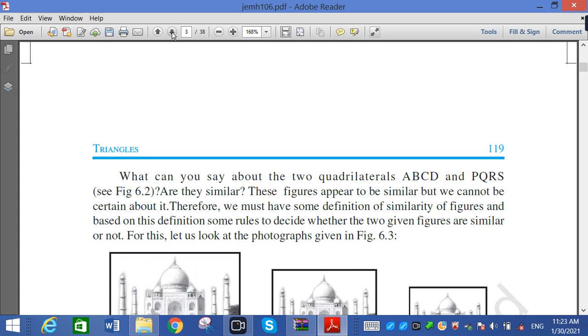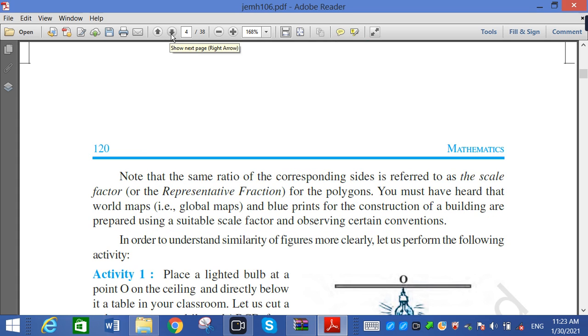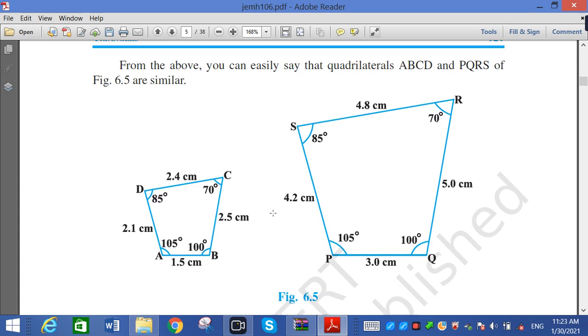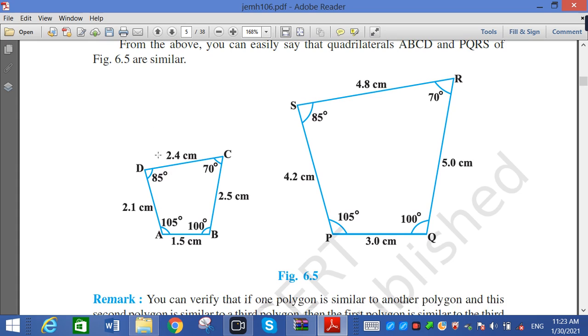Now we go to the next page. Here you can see a type of quadrilateral. Angles are the same, so shape is the same. Size is not the same. The lengths are 1.5, 3, 2.5, 5, 2.4, 4.8, 2.1, 4.2. So size is not the same, and we can say it is similar.